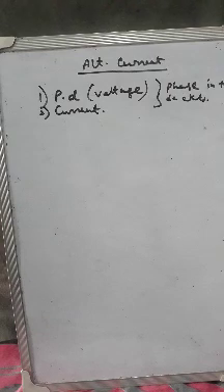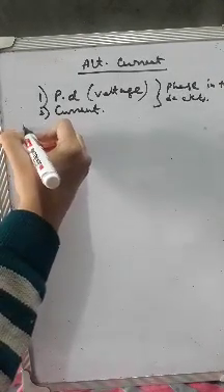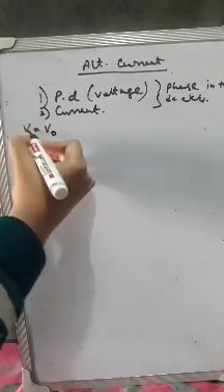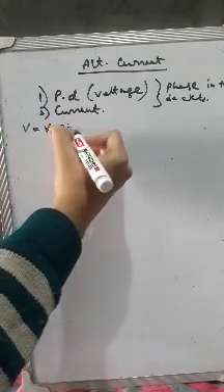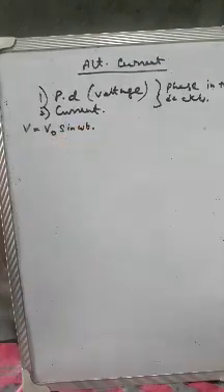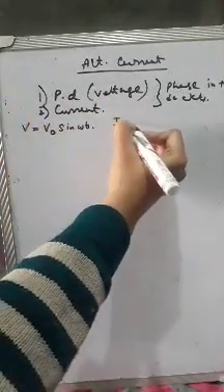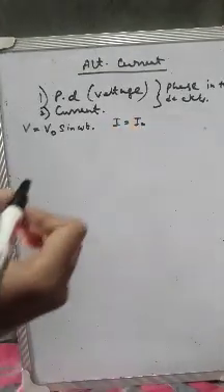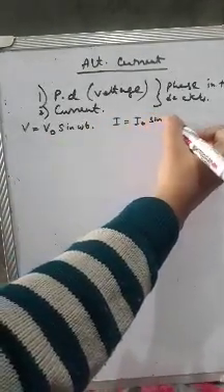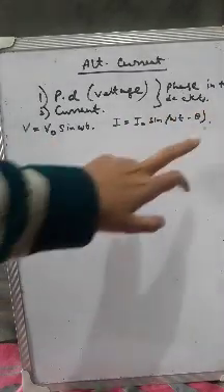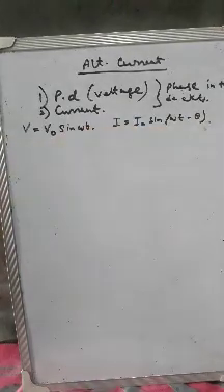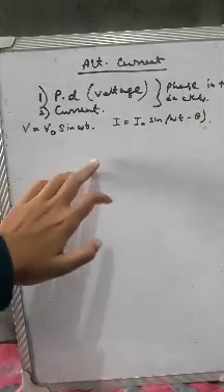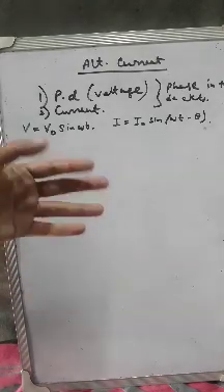So mathematically, as we have seen, the voltage and the current can be expressed by some equations. So let's write those equations. For the voltage, we can write V equals V naught sine omega t. And in the same way for the current, we can write I equals I naught sine (omega t minus theta). Students, what is this theta? Theta is the phase difference between the voltage and the current.